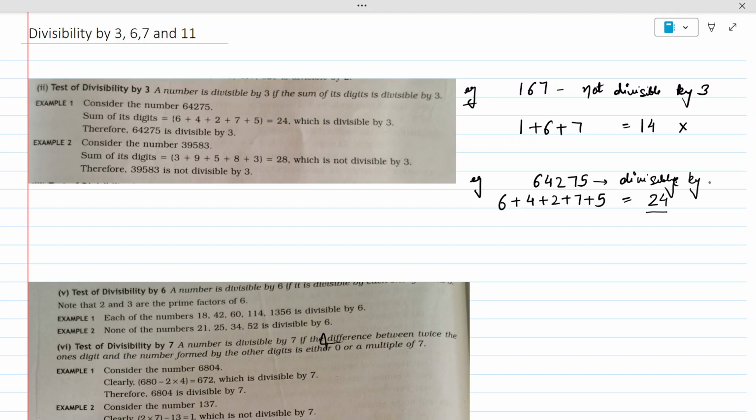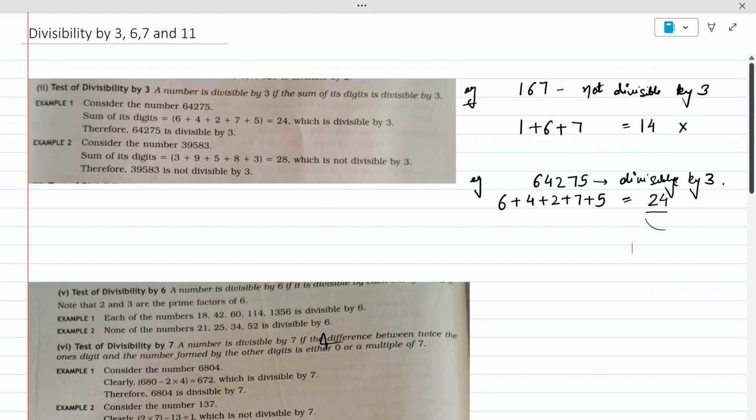Again I'm telling you the same thing. If we have to check whether a number is divisible by 3, we are going to add all the digits of the number and see if the sum is a multiple of 3 or not, if it is divisible by 3 or not. If it is divisible by 3, that means the complete number is also divisible by 3.